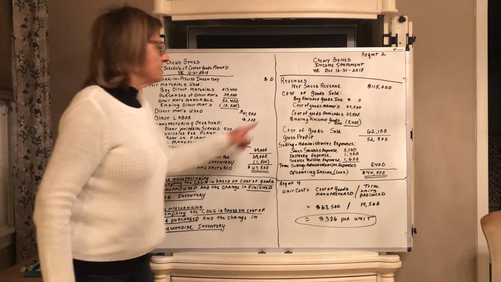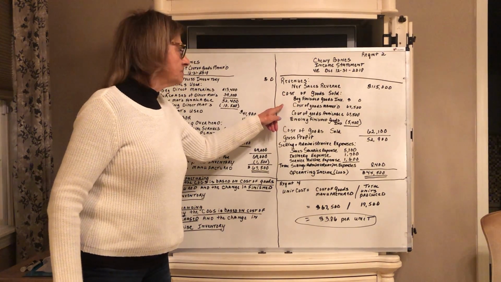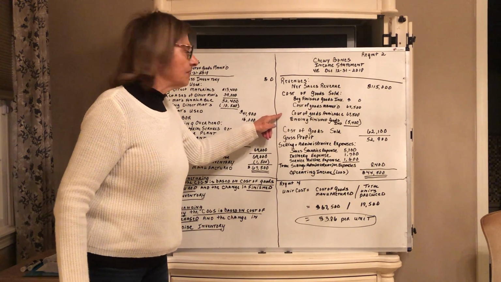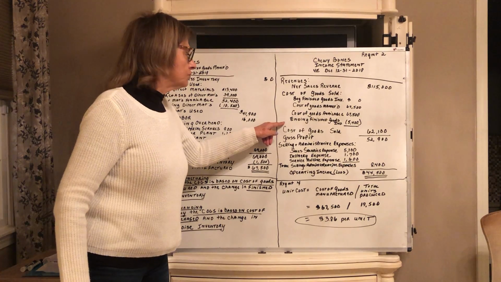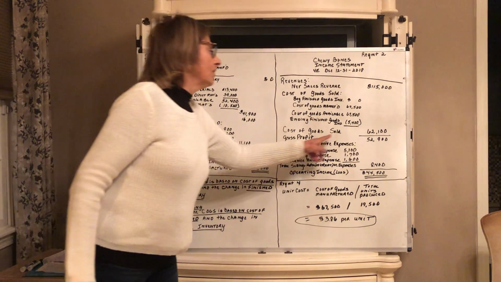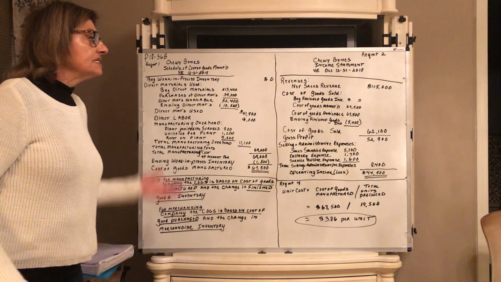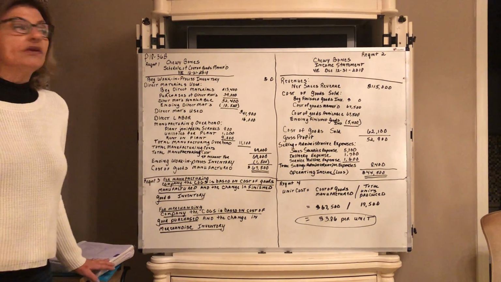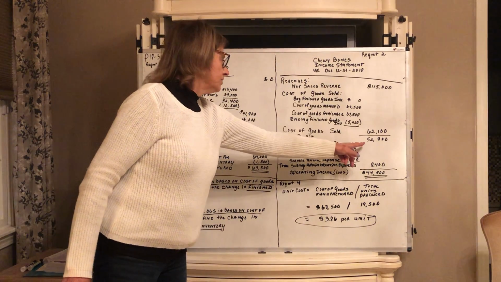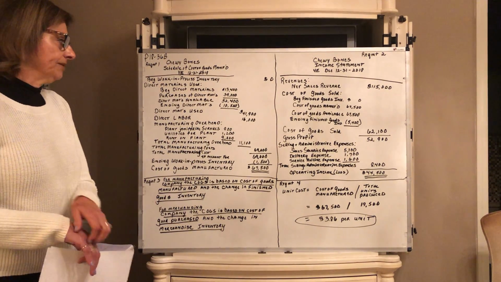So here's our cost of goods sold section. Beginning plus cost of goods manufactured equals available, right? Goods available minus ending finished goods, which means the ones that didn't sell. Cost of goods sold, $62,100. The net sales revenue was given at $115,000. So subtract your cost of goods sold for your gross profit of $52,900.